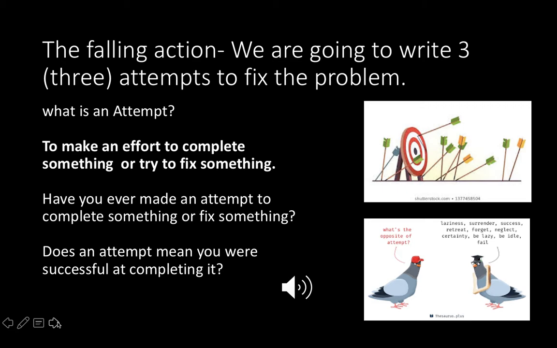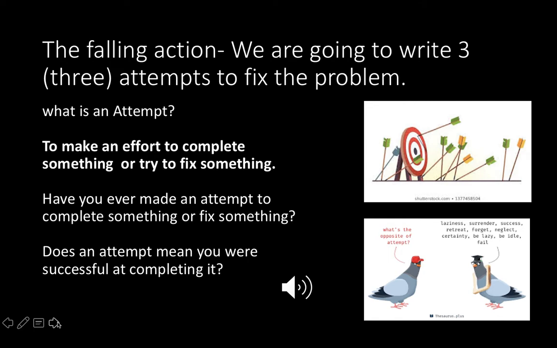So here's a question for you. Have you ever made an attempt to complete something or fix something? When you think about sports and shooting the ball into the net, you don't get it into the net 100% of the time. You attempt to get it in, right? So it's something that we are working on. Does an attempt mean that you were successful at completing it? Not all the time, right? An attempt means it's something that happens over and over again until the job is complete.